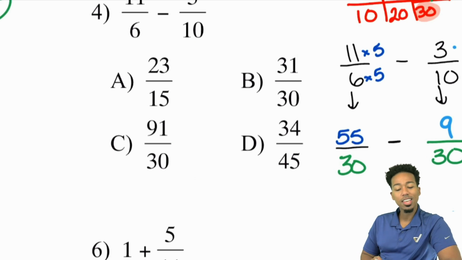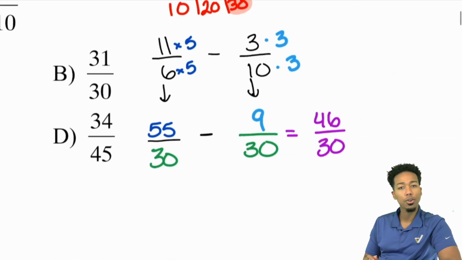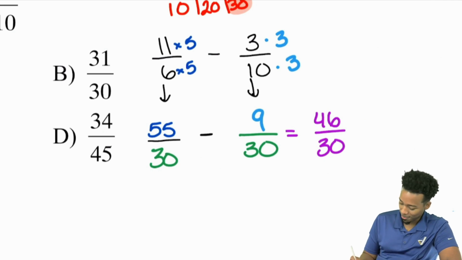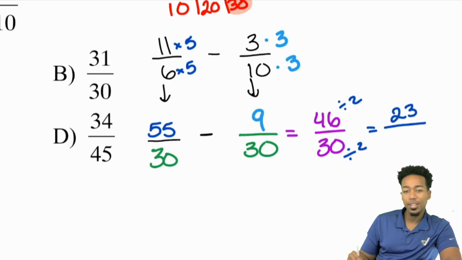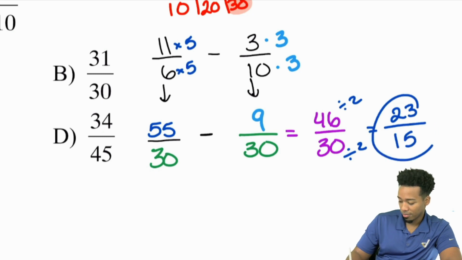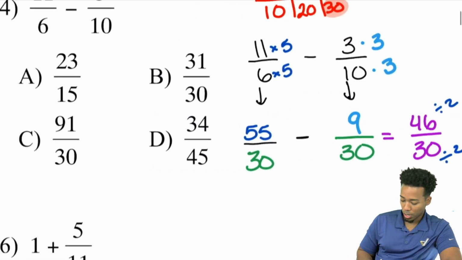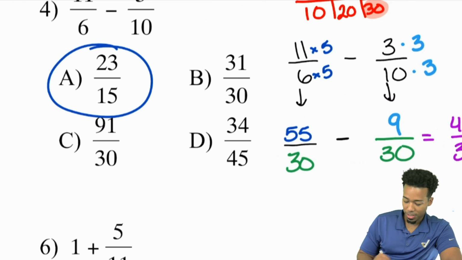And the reason it's not there is because, well, 46 and 30 are both even numbers. And since they're both even, well, guess what? I can divide them both by 2. If I divide them both by 2 to simplify, 46 divided by 2 is 23. 30 divided by 2 is 15. Booyah. So 23 over 15 would be our answer, and that is A.